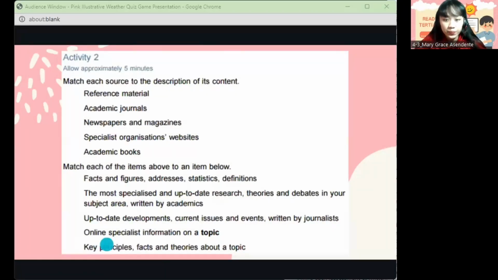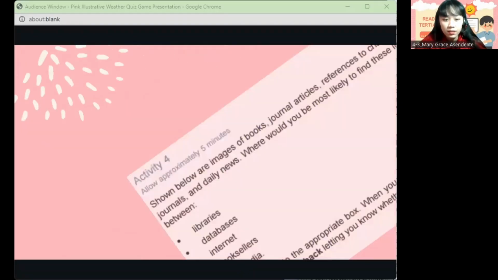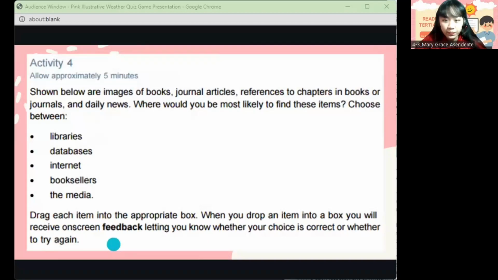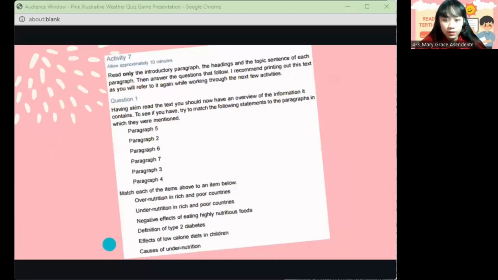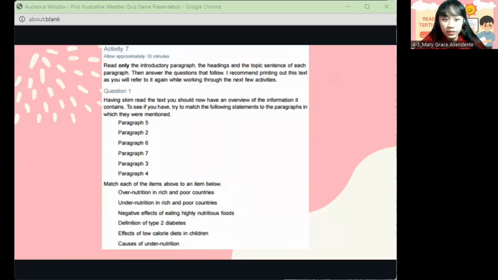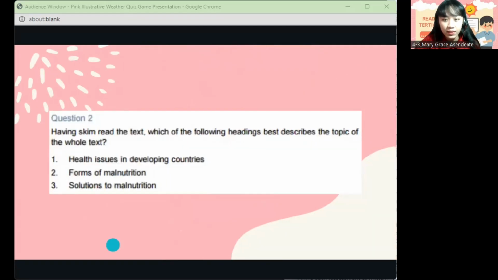Activities 2, 3, and 4 and also Activity 7, Question 1, require the student to match an item to its corresponding definition or category. In Activity 7, Question 2, the student needs to choose the correct answer from the selection provided.